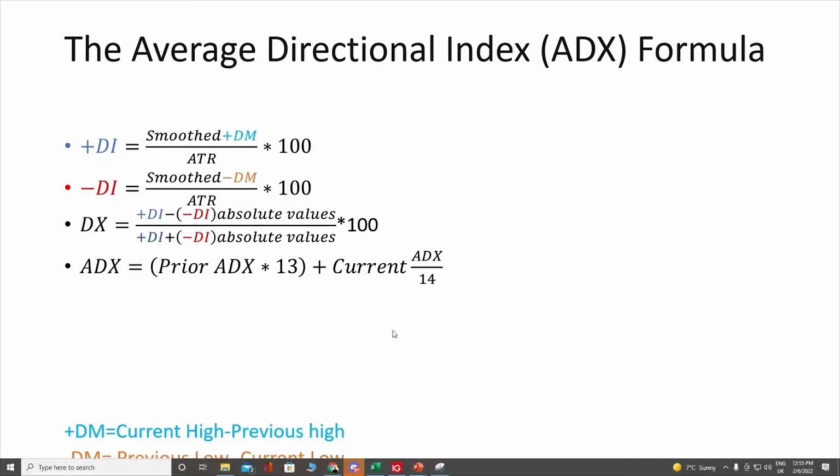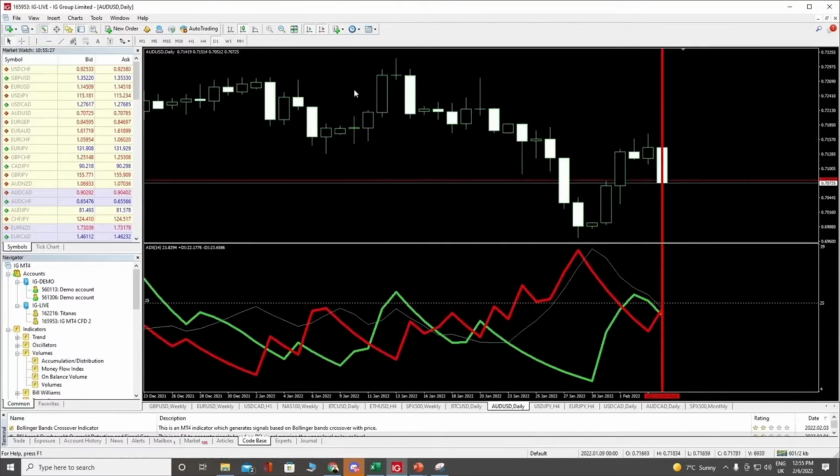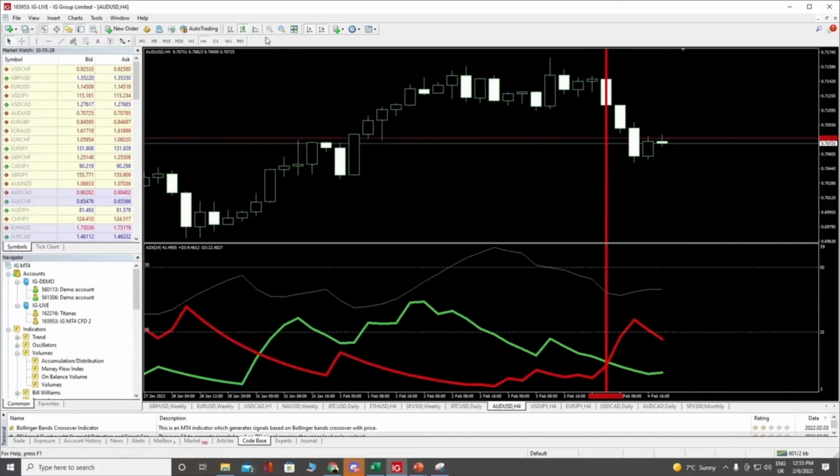Let's see the indicator in real markets in MT4. I have opened here the Aussie, the Australian. We will jump in the daily chart or the 4 hours, it doesn't matter. I have already plotted the indicator, the ADX. These are some major levels that you will also need, because remember what I've said to you.